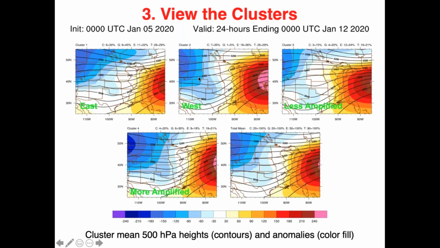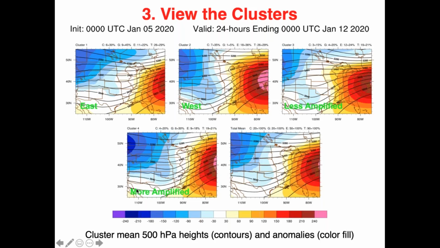Looking at cluster 2, the physical interpretation was having that trough ridge couplet further to the west. And again, if you compare this to the total ensemble mean, you can see indeed that trough ridge couplet is shifted to the west a little bit. Looking at cluster 3, the physical interpretation was for the trough ridge couplet to be less amplified. And again, if you compare this to the total ensemble mean, obviously the differences are a bit subtle, but you can see the trough, it's not quite as deep. And also the downstream ridge, especially on the northern periphery of it, is not as amplified.